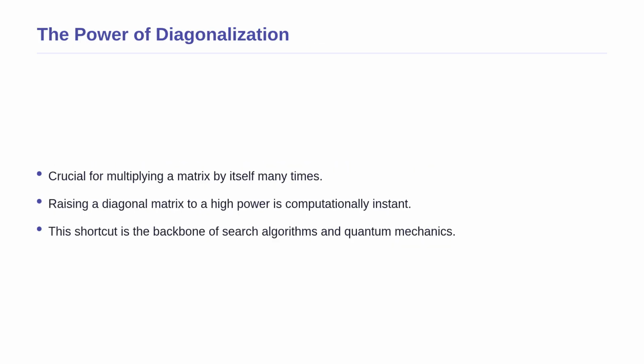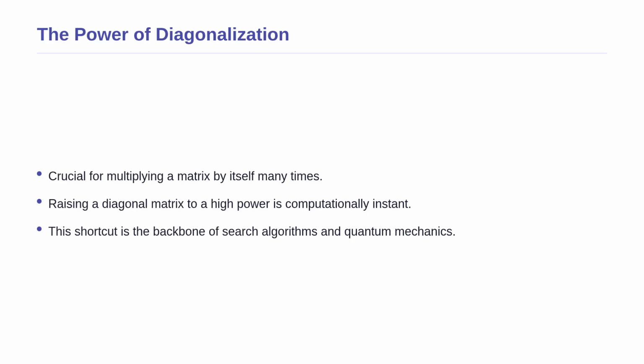Now that we have seen how this works, why do we go through all this effort? Understanding diagonalizability is absolutely critical for solving complex real-world problems, especially when we need to multiply a matrix by itself many times. If you want to predict a city population 100 years from now, doing it with a standard matrix requires millions of tedious calculations.